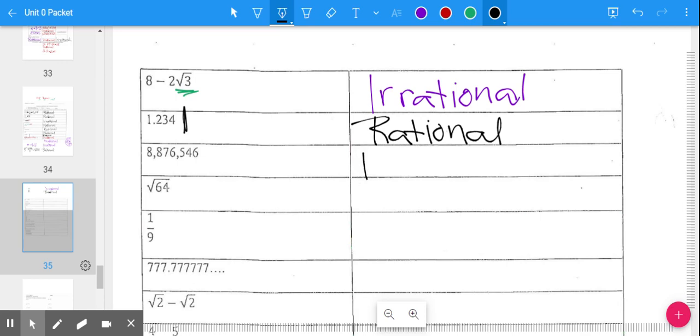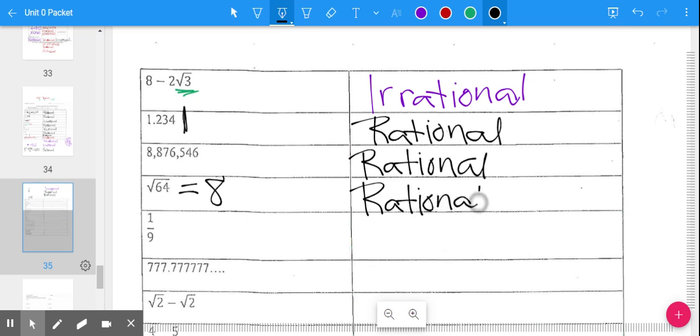8,876,546 is a whole number. Whole numbers are rational. Square root of 64 is 8 because 8 times 8 makes 64. 8 is a whole number, so the square root of 64 is rational.